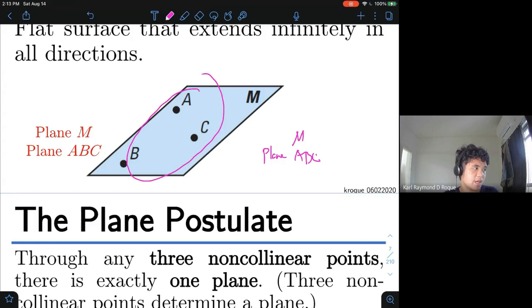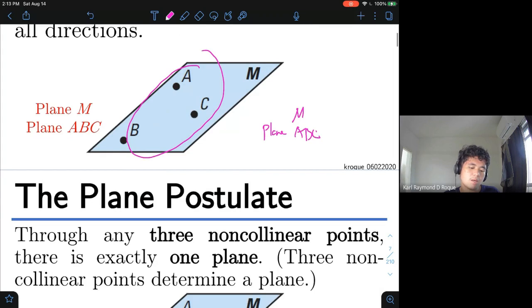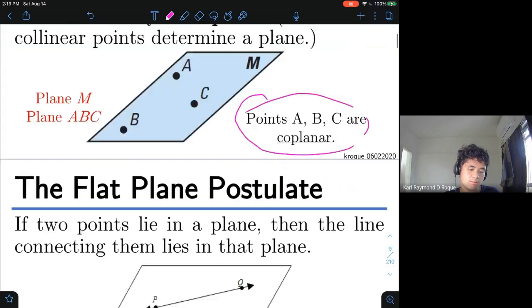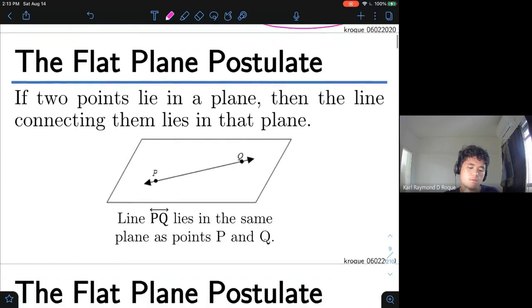No other special naming. So, napapansin nyo, may tatlong points, di ba? And that's it. That's a postulate. The plane postulate says that any three non-collinear points form one plane. Coplanar ang tawag sa kanila. Then, if 2 points lie in a plane, then the line connecting them lies in that plane, for sure. Flat plane postulate.